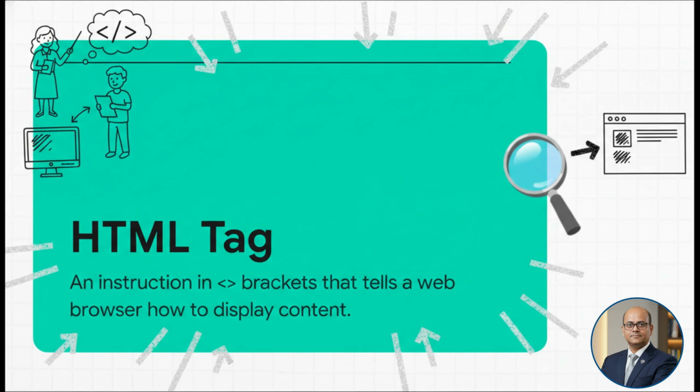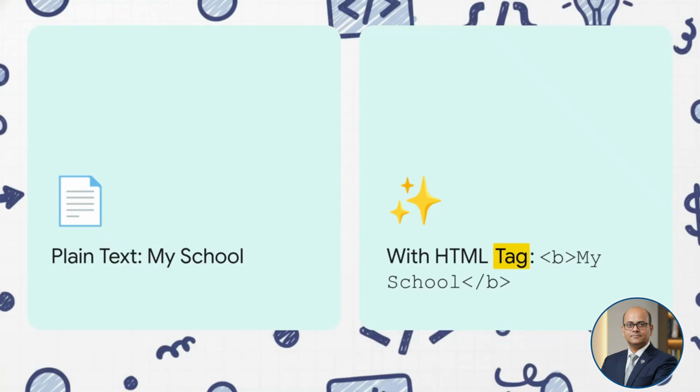Just like a teacher gives an instruction to a student, for example, I say, underline this heading. In the same way, a tag gives an instruction to the web browser on your computer. It tells the browser how it should show something. Let us take one example.